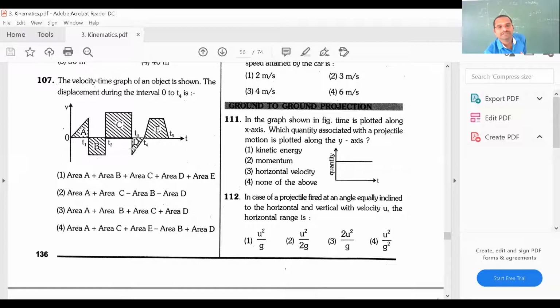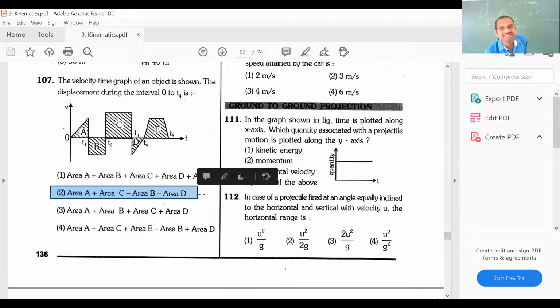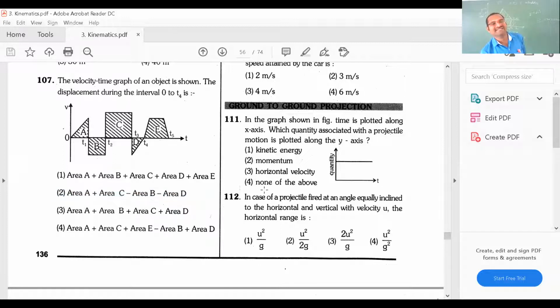Option only not there. Sir, rectangle below triangle is considered. Why, sir? Observe. Second option is correct. Area of A plus area of C minus area of B minus area of D. Yes, second option is perfectly it. Good. Okay, it is a very easy question.